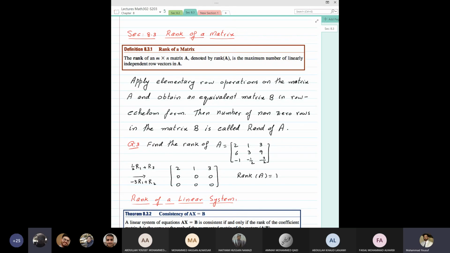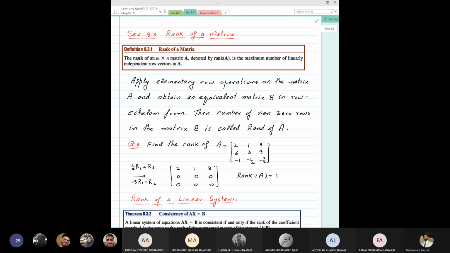Now, the same thing we are doing, but from elementary row operations we are getting some new information. First of all, what is the definition of the rank of a matrix? If you have an m by n matrix A, the rank of A, denoted by rank(A), is the maximum number of linearly independent row vectors in A.